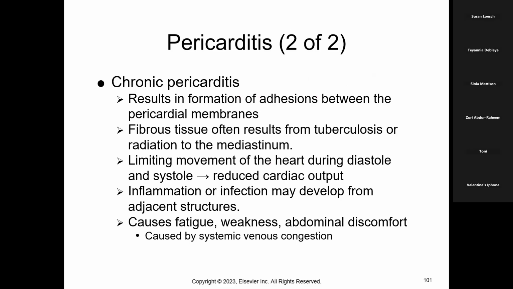Chronic pericarditis can result in adhesions forming that become constrictive and affect the ability of the pericardium to move. It can lead to fatigue, weakness, abdominal discomfort, venous congestion, and cardiac tamponade. Again, those symptoms of the distended neck veins, faint heart sounds, pulsus paradoxus, those are all cardiac tamponade signs.